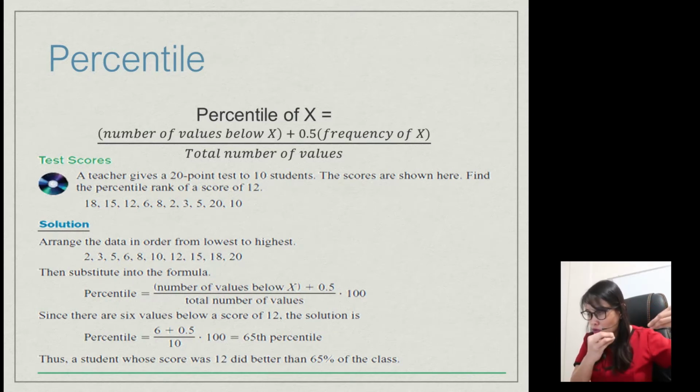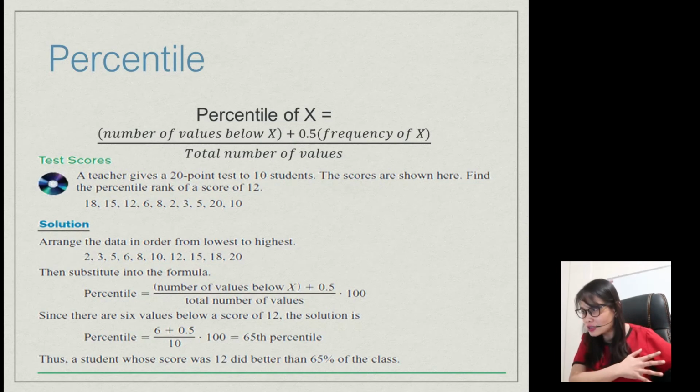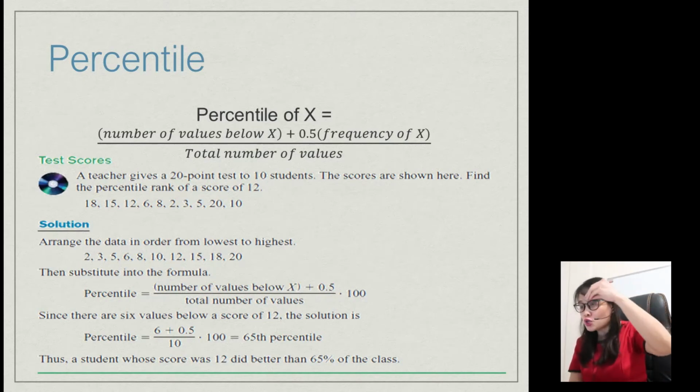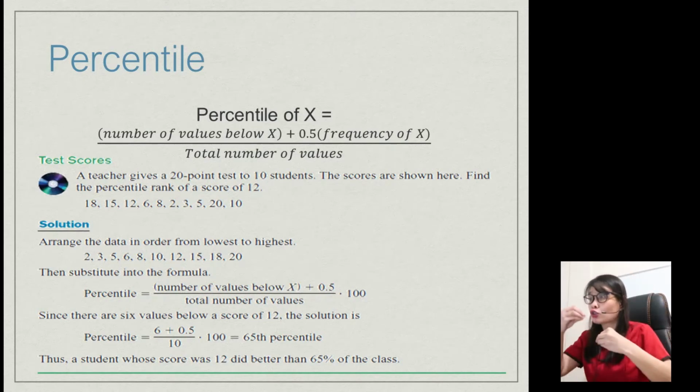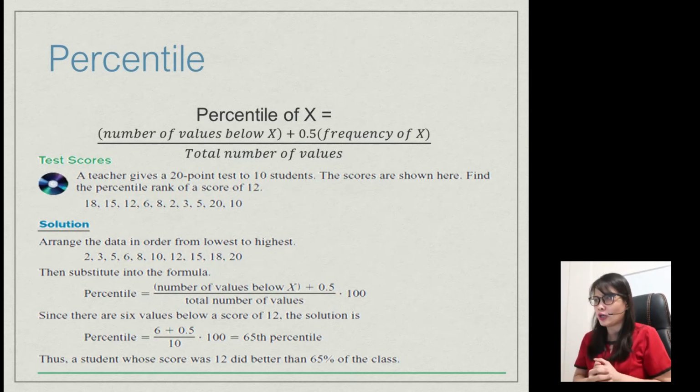So in other words, if your score is below 12, you are included in the 65% of the class. And then the 35% na score, yung above 12. If your score is above 12, you belong to the top 35% of the class. You get the point? Do you understand, people?